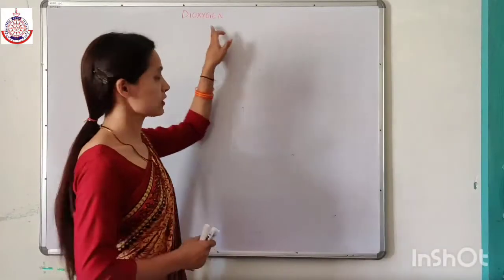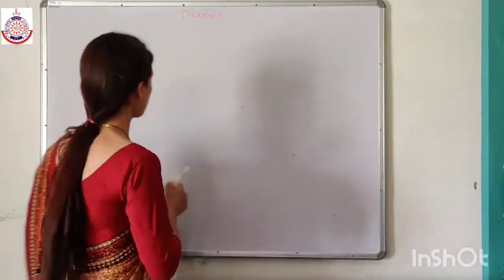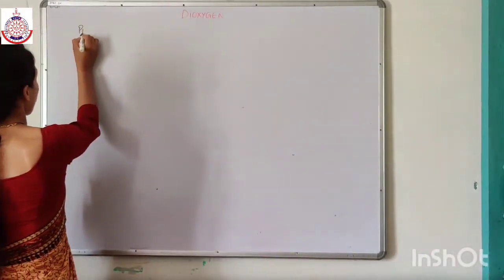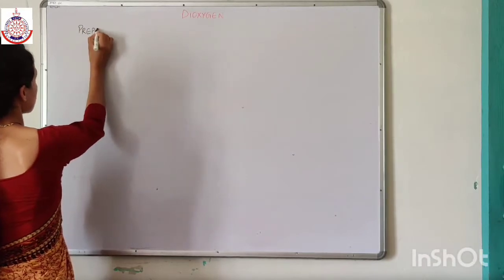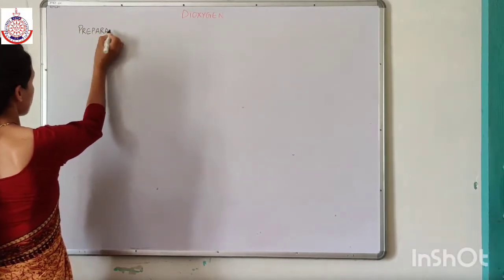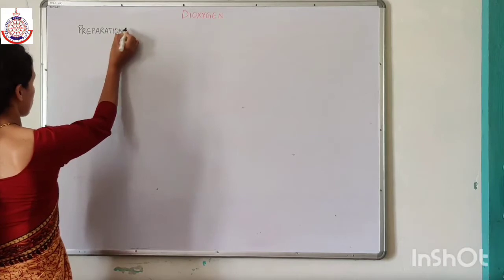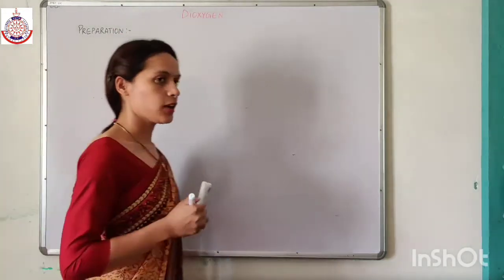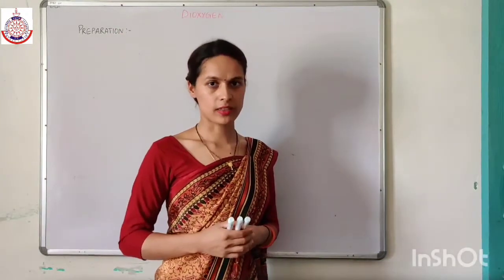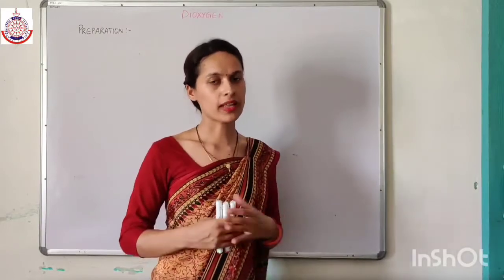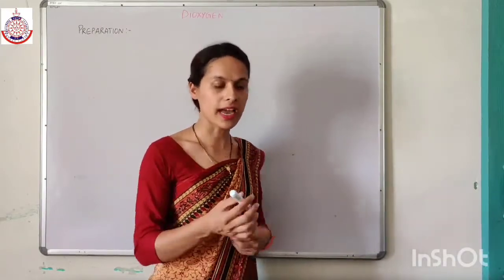Dioxygen means O2. So first of all, we will talk about the preparatory methods of dioxygen, that is, how we can prepare dioxygen. We can prepare dioxygen by a number of methods. We will discuss a number of methods through which we can prepare dioxygen.